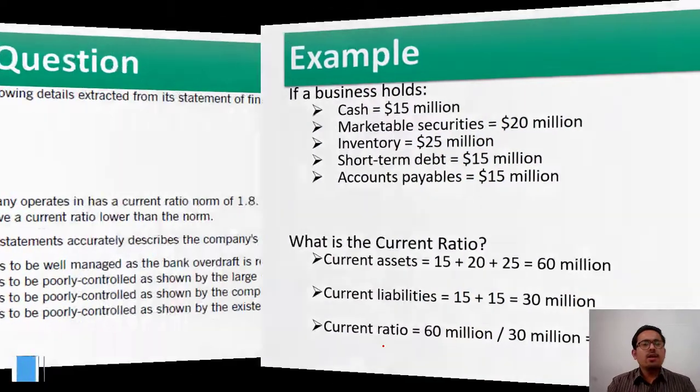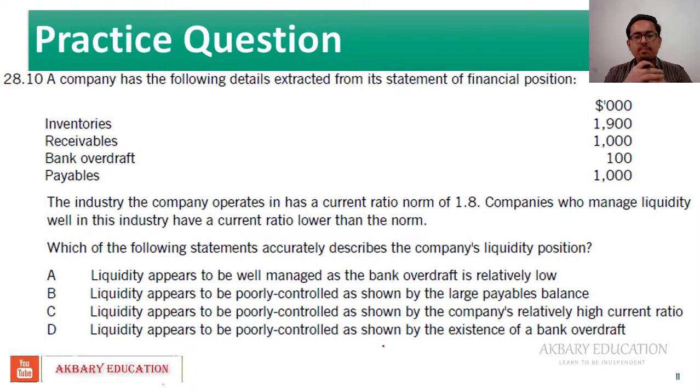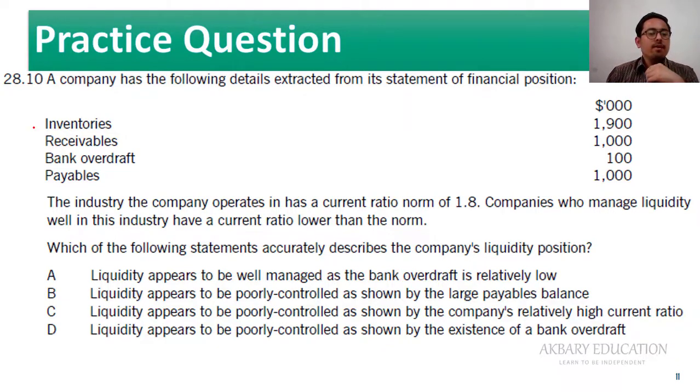That's the example. As always, let's go to a practice question. The practice question is a bit tricky and somewhat scenario based. Let's read it. A company has the following details extracted from its statement of financial position. They have inventory, which is a current asset, receivables, which is a current asset, bank overdraft, which is a current liability, and payables, which is a current liability.